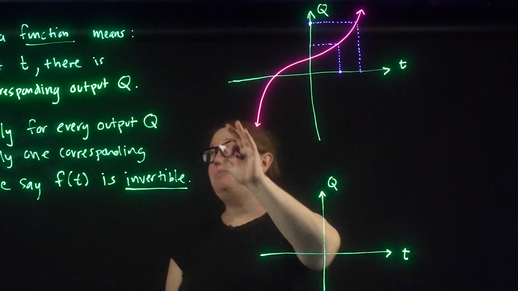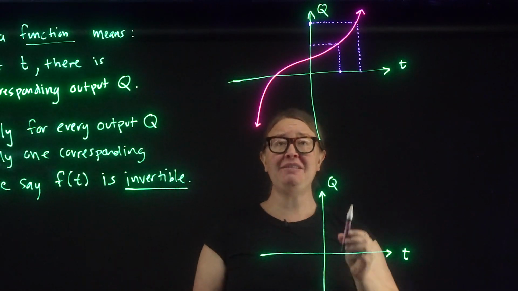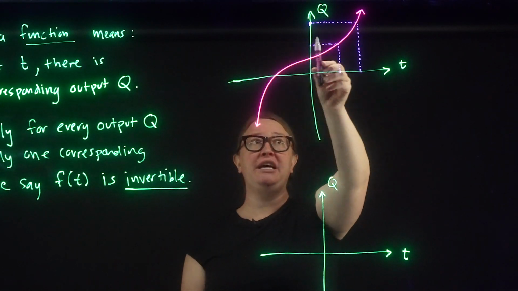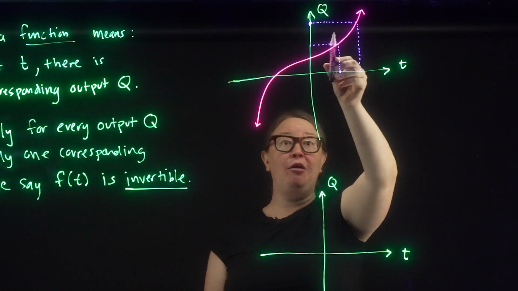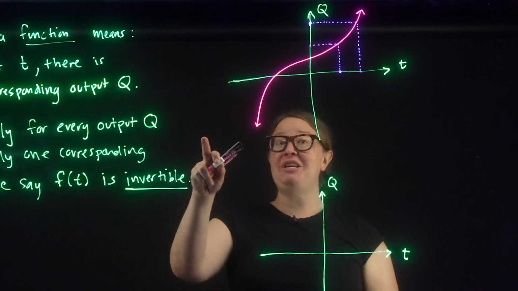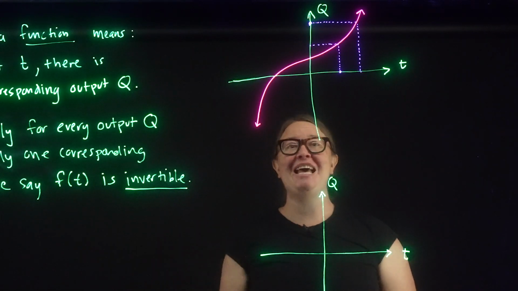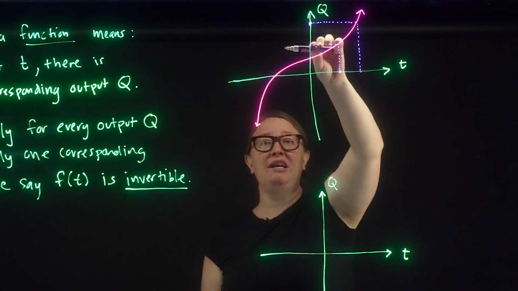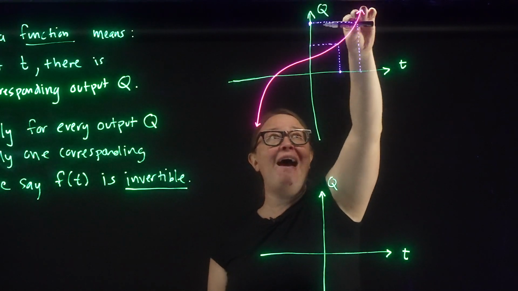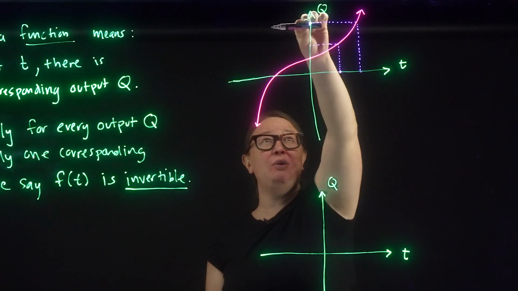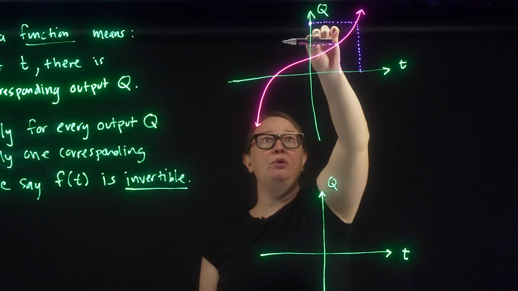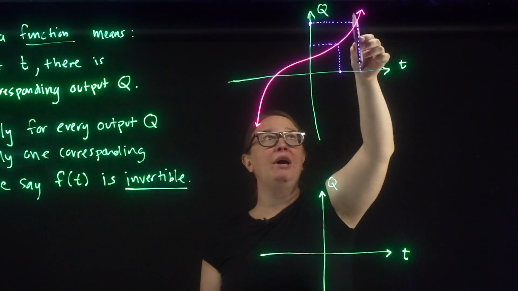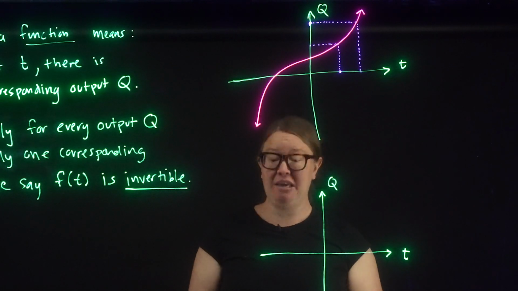To be a function meant that I passed the vertical line test: over every input was exactly one output. Now, for it to be invertible, it additionally has to pass a horizontal line test. For every output, it needs to correspond to exactly one input, which means a horizontal line can only intersect my graph exactly once, and that will give me the corresponding input.